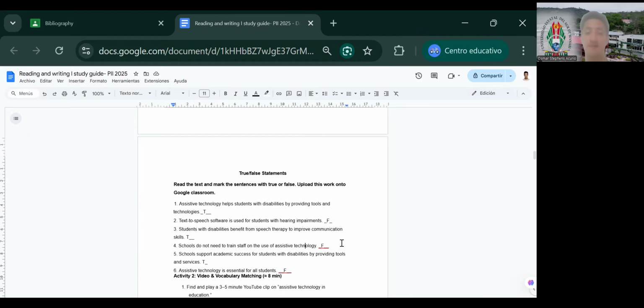Number five, schools support academic success for students with disabilities by providing tools and services. That is true. And finally, assistive technology is essential for all students. This is false. It may be important but not essential for all the students.